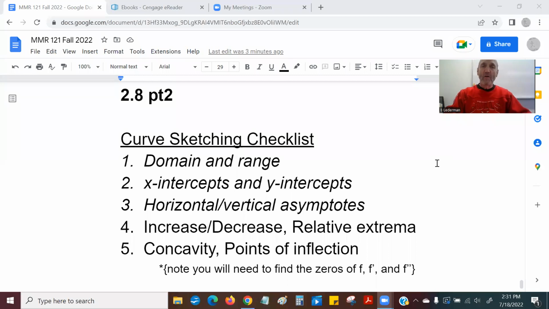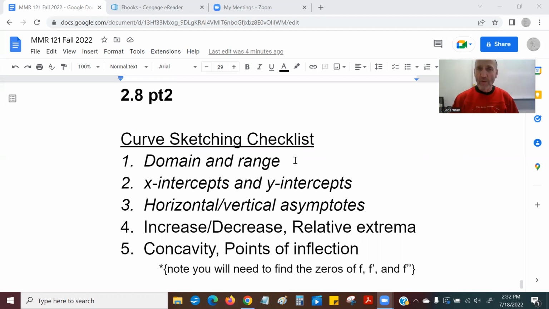Now, let me share my screen. This is a checklist of things you want to look for when you're doing curve sketching. One, you want to find the domain and the range of the function that you're going to sketch, because that would help a lot if you know where this function is defined and how big and small it gets. Two, something that's going to help you a lot is figuring out the X-intercepts and the Y-intercepts. The Y-intercepts are usually super simple. The X-intercepts are sometimes easy, sometimes harder to figure out.